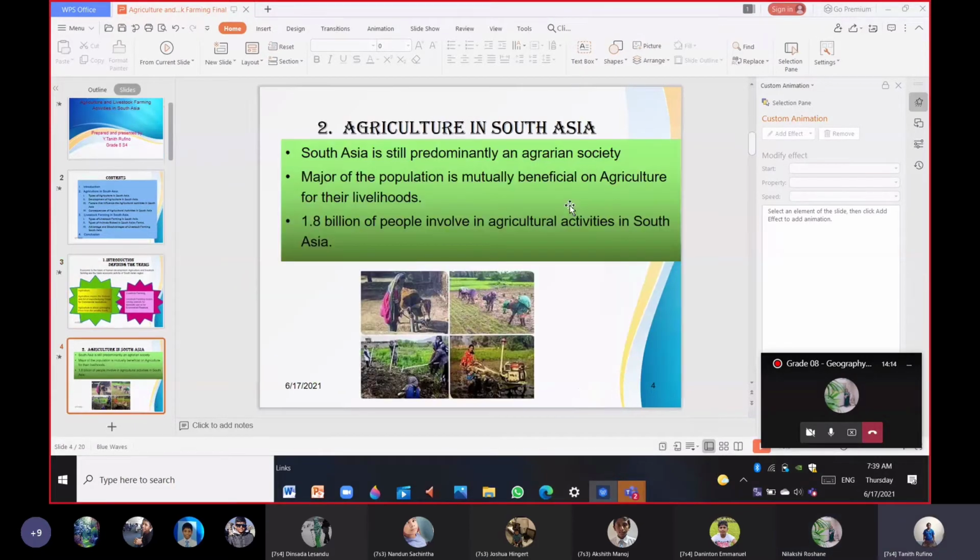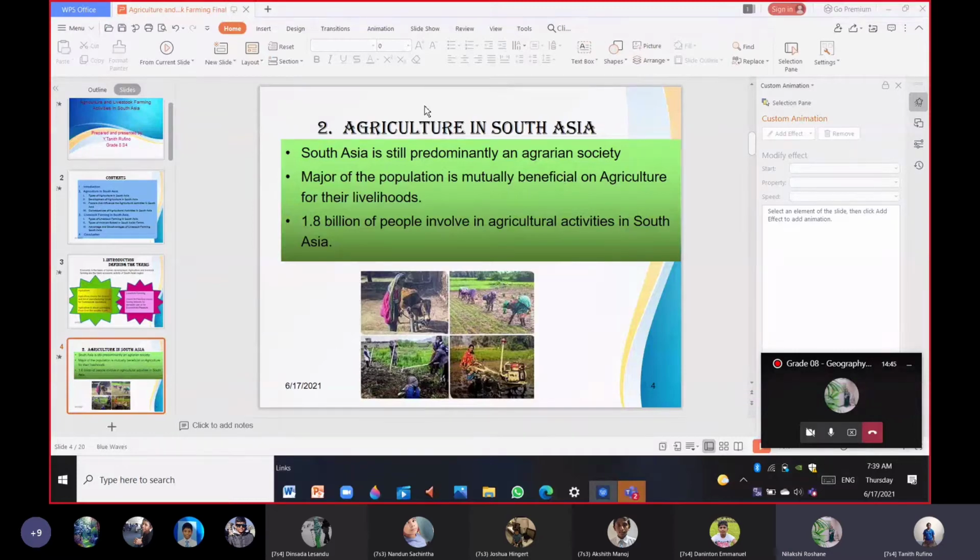Next is agriculture in South Asia. We all know South Asia is still predominantly an agrarian society. The majority of the population is dependent on agriculture for their livelihoods. Even the rural people in South Asia depend on agriculture. In numbers, 1.8 billion people are involved in agricultural activities in the South Asia region.